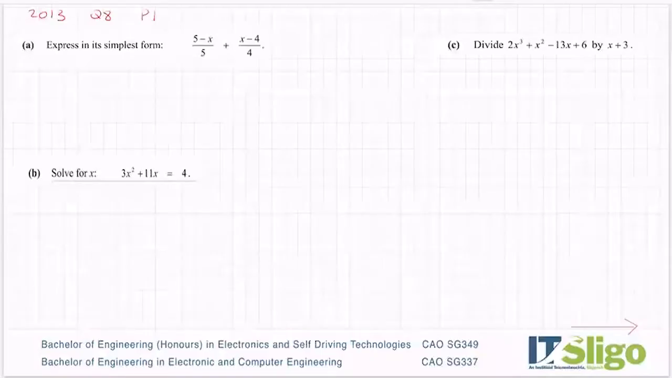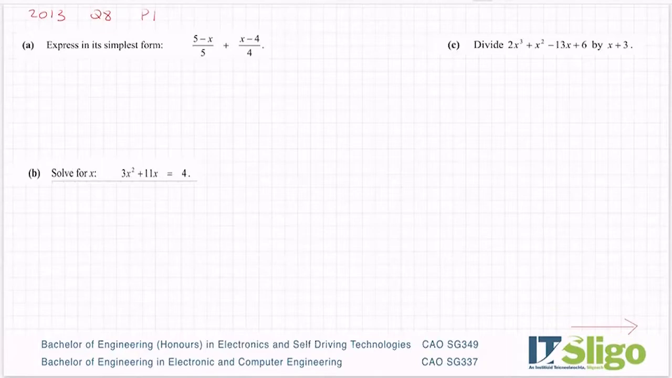Right, let's have a look at the 2013 question on algebra. It was question 8 on paper 1. Part A said express in its simplest form. So anytime you see pluses and fractions, it's a common denominator.